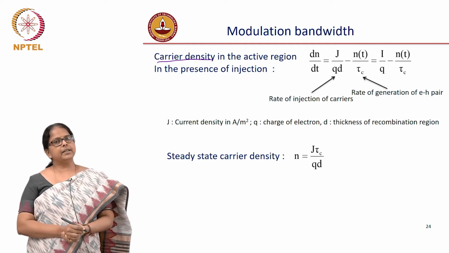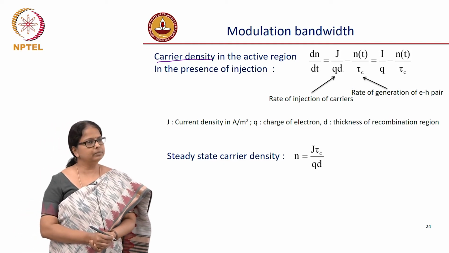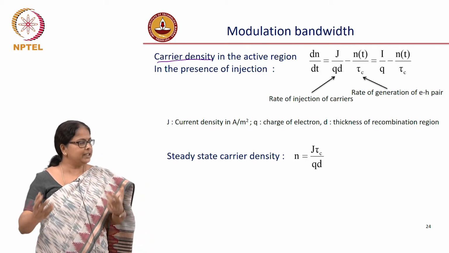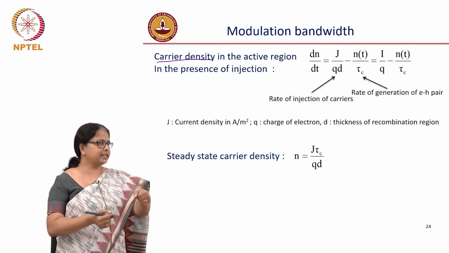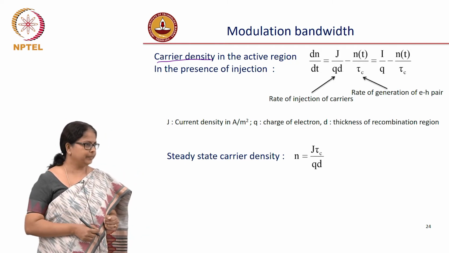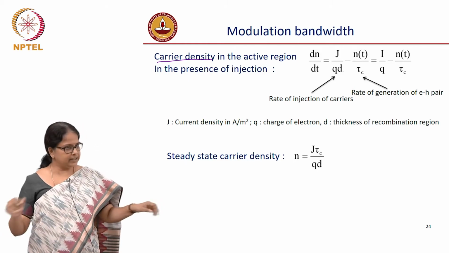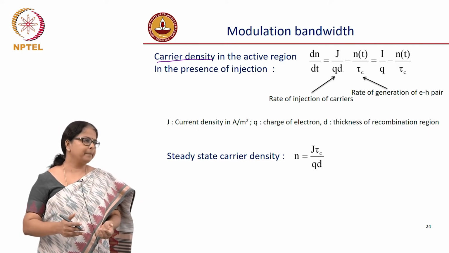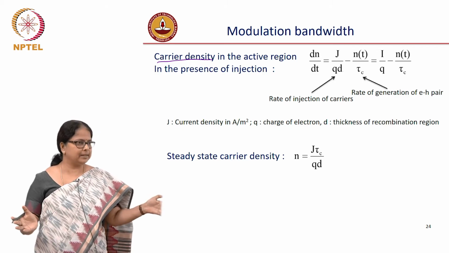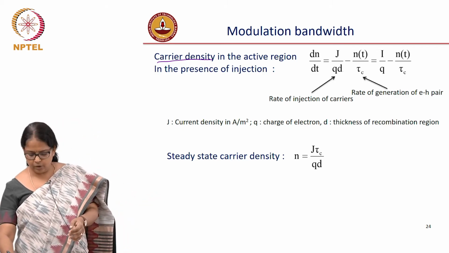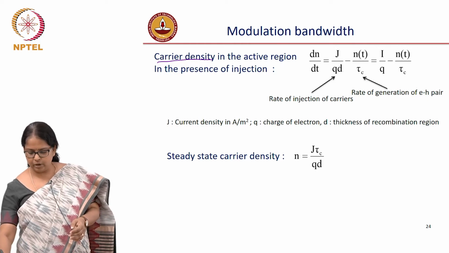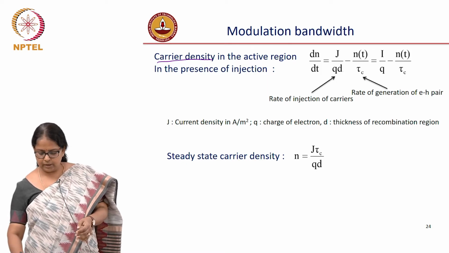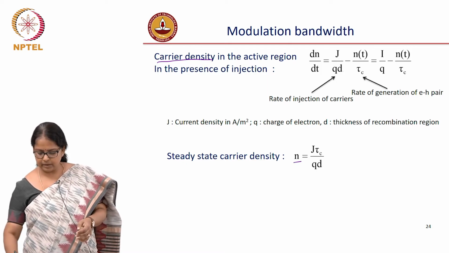Why are we interested in writing this equation as a function of time now? We are writing it as a rate and not a steady state condition. What would be a steady state condition? Let us say you are giving a fixed DC current into the semiconductor, and you assume that the steady state has been reached. Under steady state condition, dN by dt should be 0. There is no dynamics in the system. So, when dN by dt is 0, you have I by Q equal to n by tau C, or J by QD. So, the steady state carrier density is J times tau C by QD.